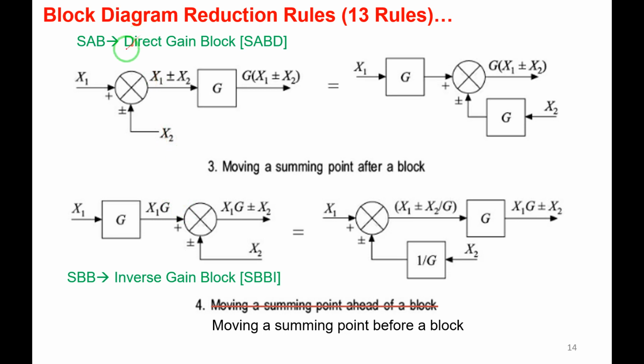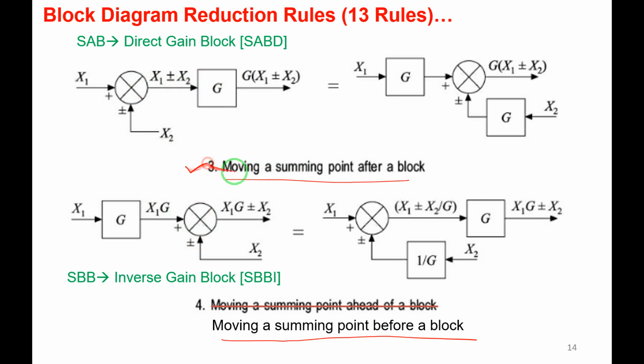Next, rules number 3 and 4. Rule number 3 is moving a summing point after a block. Rule number 4 is moving a summing point before a block. We'll try to understand what actually it is. You know the terms summing point and block. Here this is the summing point and this is the block; in the second rule, this is the block and this is the summing point. I want to shift the summing point after a block, and in the second case before a block. We will see them one by one.